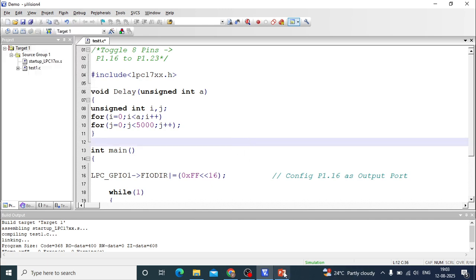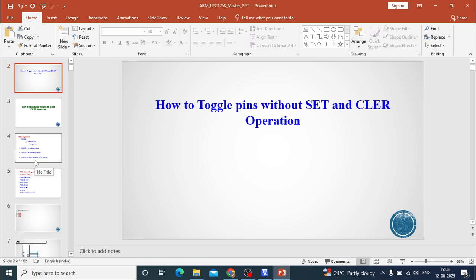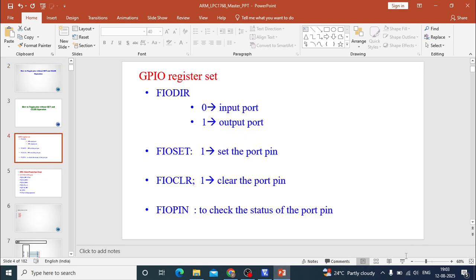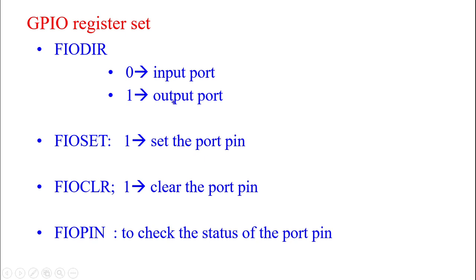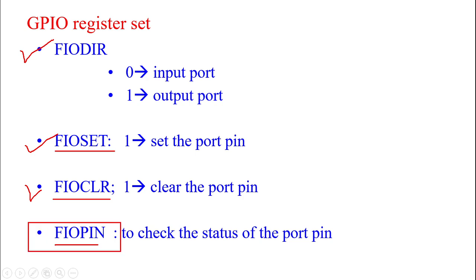Before starting this, let us go back to the registers we discussed in the previous theory part. We discussed 4 different registers in GPIO. One is FIODIR, that stands for direction, then FIOSET, then FIOCLR, and then FIOPIN. These 3 registers we have used already in the previous programming: FIODIR, FIOSET, and FIOCLR. Now I'm going to concentrate on how to use FIOPIN and how to toggle without using set operation and without using clear operation.